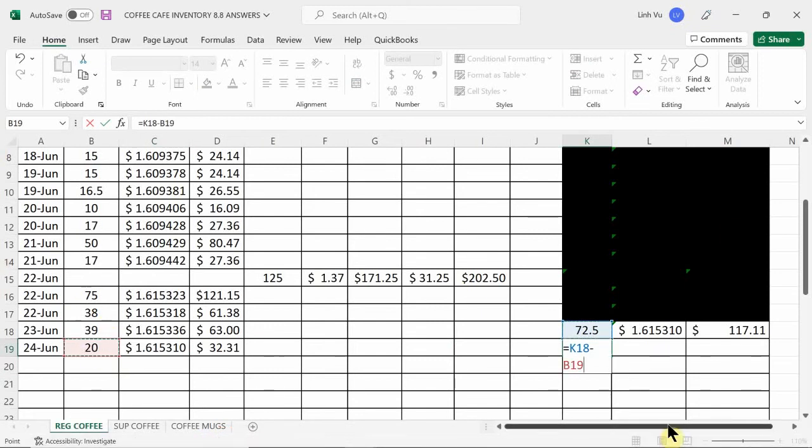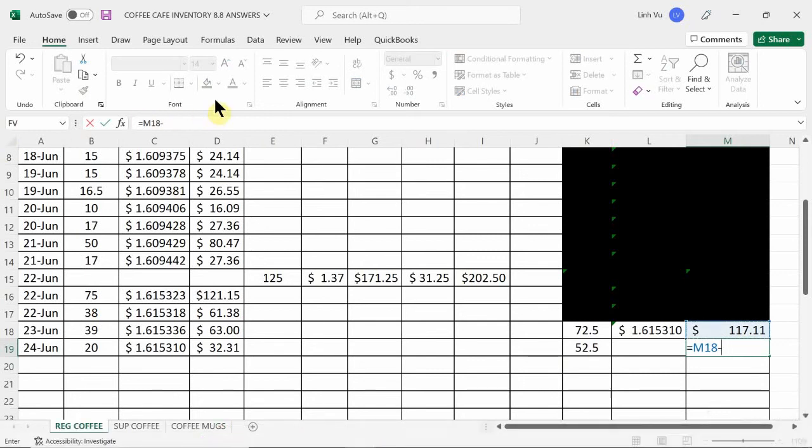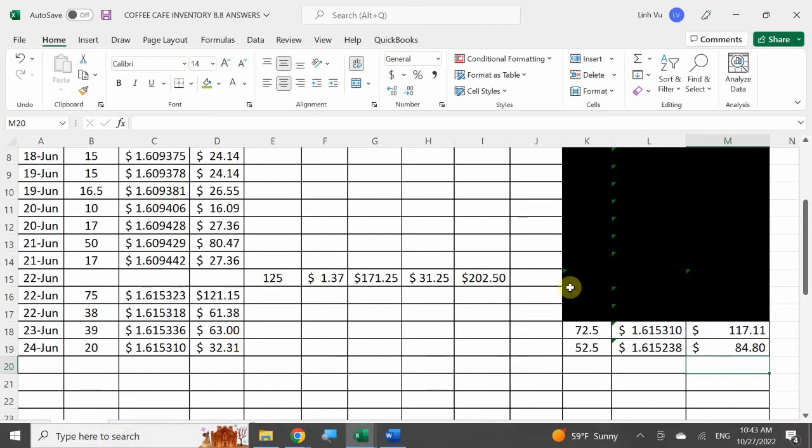Okay, so I sold 20 pounds, so I should have how many left? 52.50. Okay. And how much should I have left, if I started out with 117.11 minus 32.31? $84.80. Good. Which will give me a cost per item to be, oh, it dropped even further. It went from 1.6153 to 1.5238.